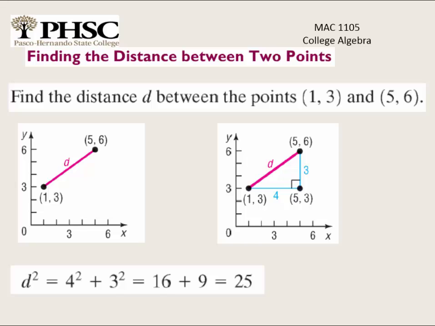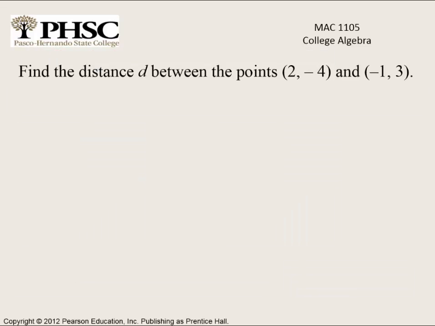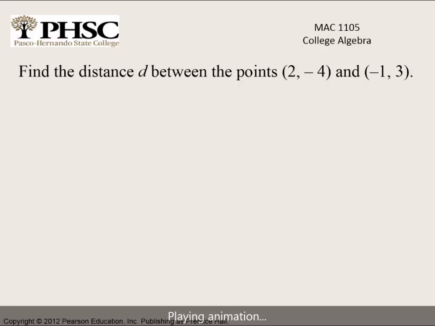So the distance squared of the line segment d is 25, but then we find the square root of that, so we get 5. So the distance, or the length of the line segment, between the points 1, 3 and 5, 6 is 5 units. So the next thing that we're going to do is find the distance between the 2 points, 2, -4, and -1, 3. So we're going to go ahead and use the formula.